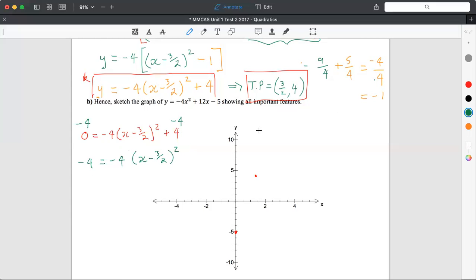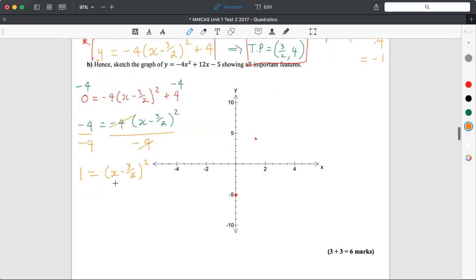The next thing we want to undo is the multiplication. So we need to divide both sides by -4. -4 divided by -4 is 1. And these cancel out because that's why we did it. So we're just left with (x minus 3/2) squared. Now we can take the square root of both sides, and remember, it's the plus or minus square root whenever we take the square root of both sides.